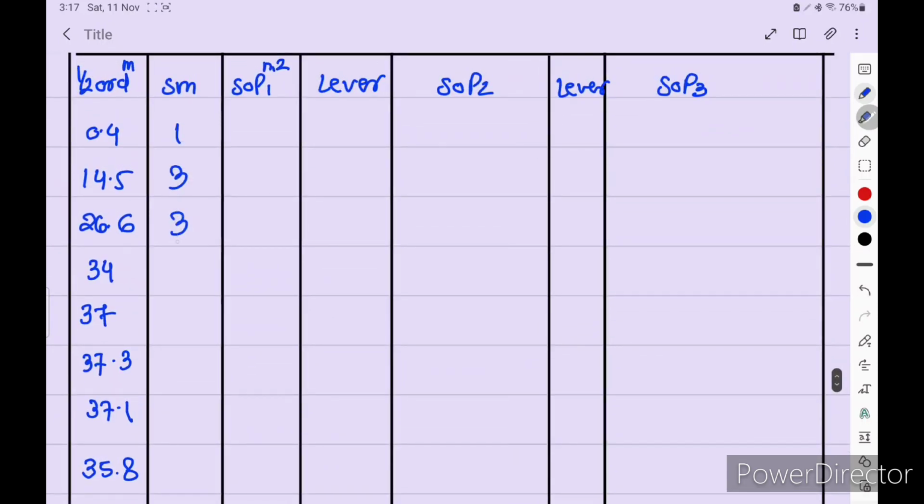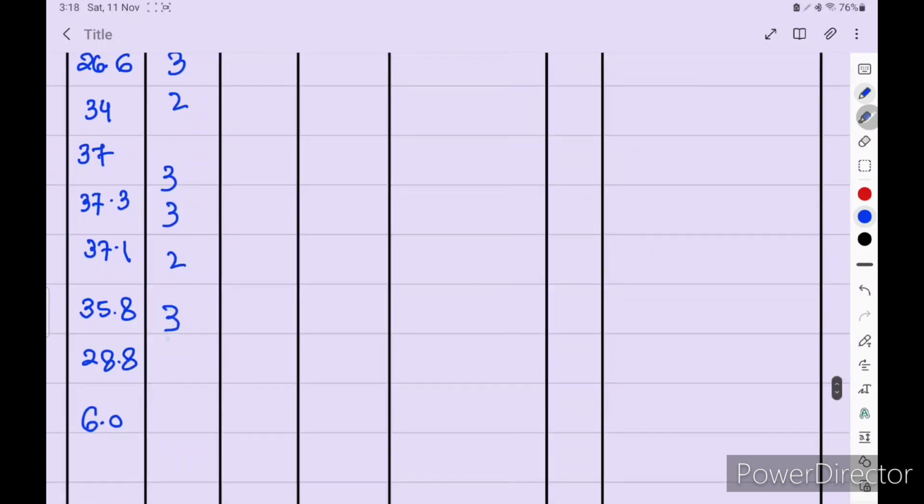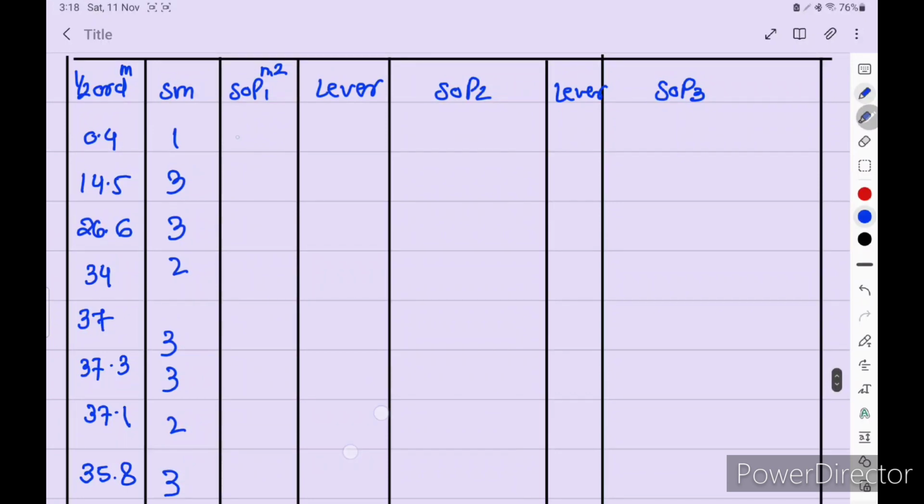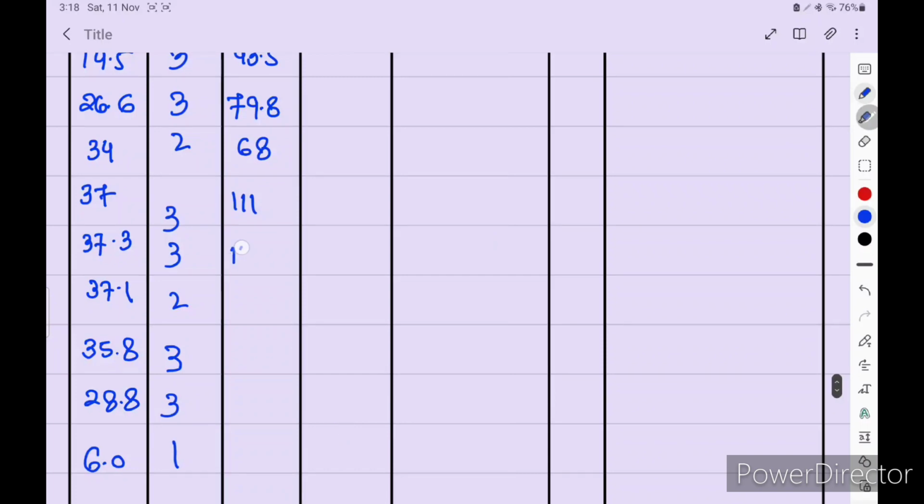So 1 3 3 2 3 3 2 3 3 1. Multiply. So 0.4 into 1, 43.5, 79.8, 68, 111, 111.9, 74.2, 107.4, 86.46. Now the lever.